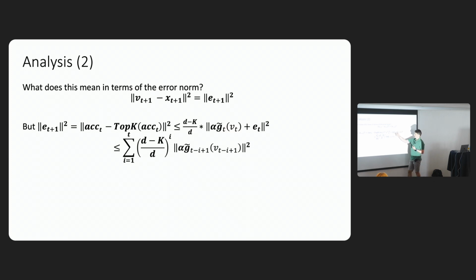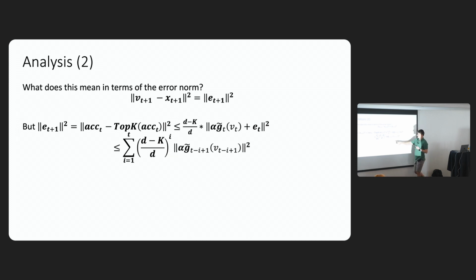Because we can essentially split this out, and then we get d minus k times the norm of the current gradient plus d minus k over d times the norm of the previous error. But we can then start iterating this, right? So the norm of the gradient at this step gets multiplied with d minus k over d. Then the norm of the gradient at the previous step gets multiplied by d minus k over d squared. And then the next one gets multiplied by d minus k over d cubed, and so on and so forth.